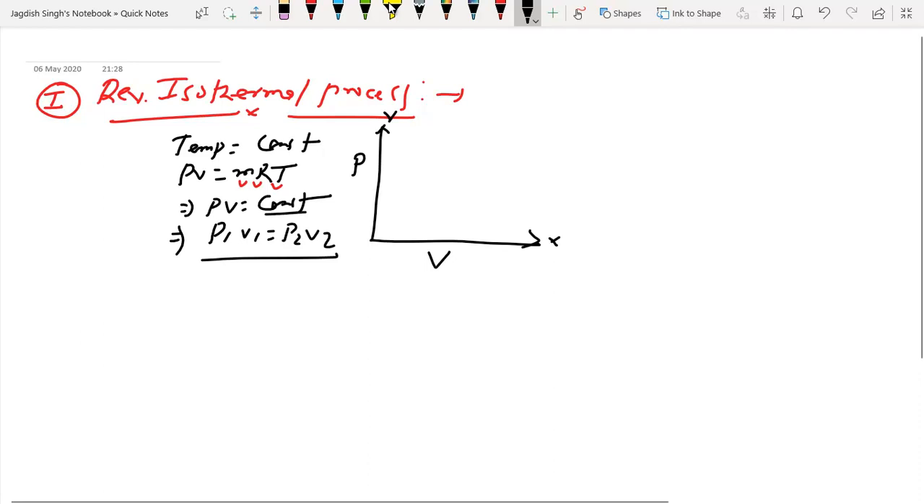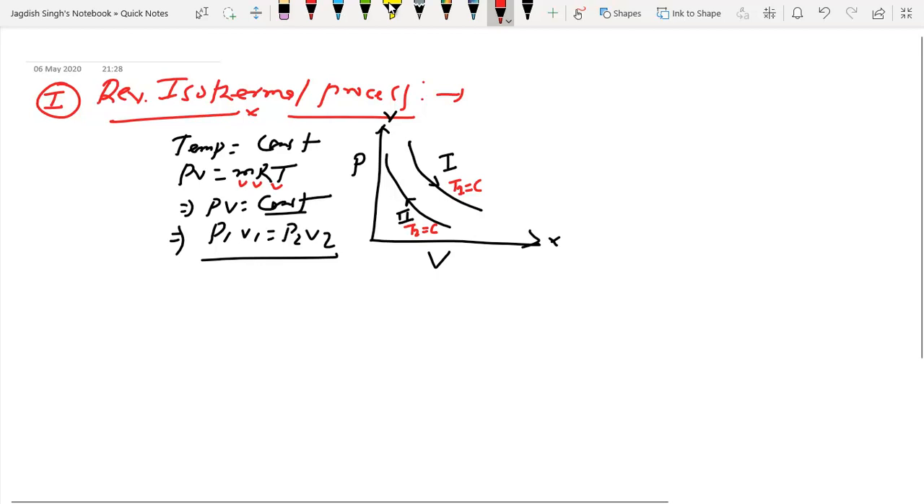This is a curve like a rectangular hyperbola. This is process 1 and this is process 2. In both processes, the temperature remains constant. Let us suppose in this process the temperature is T1, and T1 is constant. In this process, let us suppose the temperature is T2, and this temperature is constant.